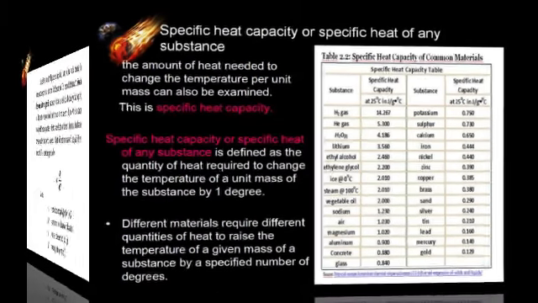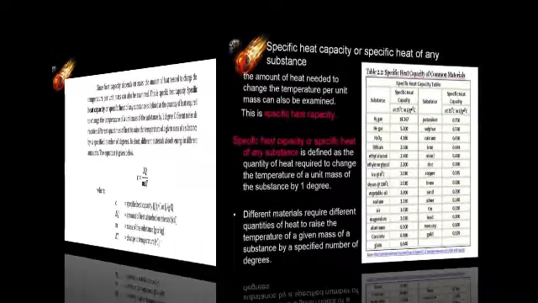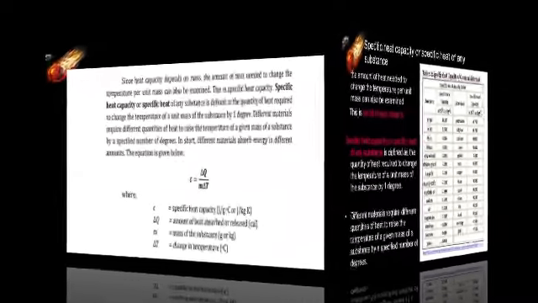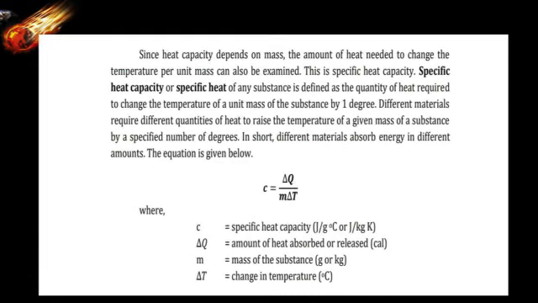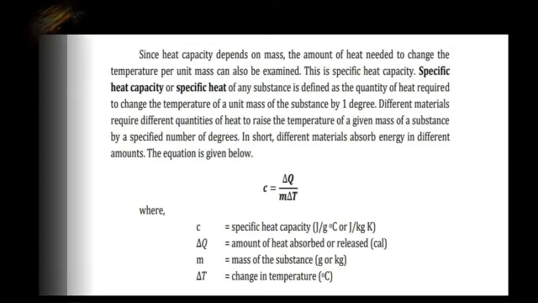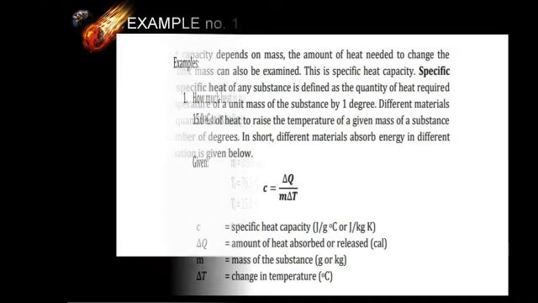Since heat capacity depends on the mass, the amount of heat needed to change the temperature per unit mass can also be examined. This is specific heat capacity. Specific heat capacity can be calculated using the formula C is equal to delta Q over M multiplied by delta T. So let us proceed to problem example number 1.